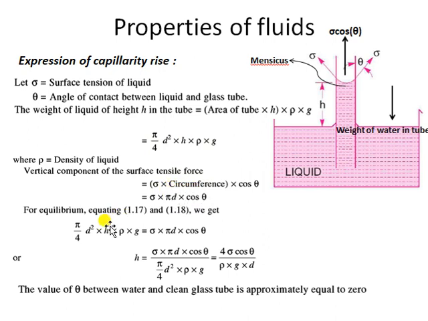We will balance them. If you balance both of them and simplify this expression for h, you will get 4 sigma cos theta by rho g d. So this is the expression of the height of capillarity rise in the tube. h is equal to 4 sigma cos theta by rho g d. You need to remember this. So the height of capillarity rise will be 4 sigma cos theta by rho g d.